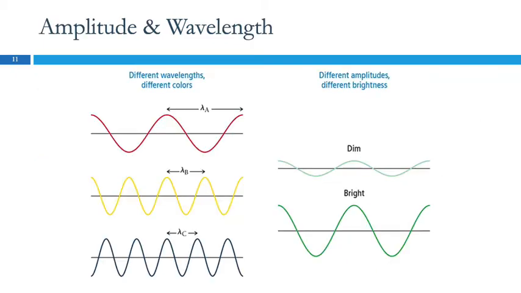Our eyes perceive different wavelengths of light as different colors. So here's red light and yellow light and blue light, and they can have the same amplitude. They're traveling at the same speed, the speed of light, right? What makes them different is the wavelength. Our eyes perceive the longer wavelength of red light as red, yellow's in the middle, and blue is shorter. If we look at amplitude differences, small amplitude would be a dim light, and bright light would have a larger amplitude.